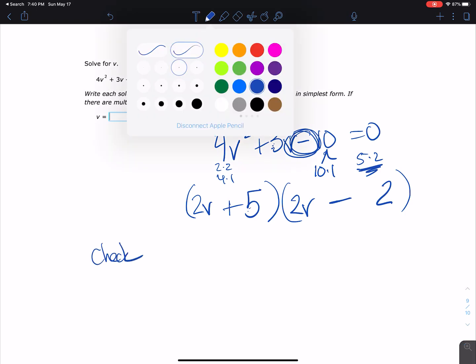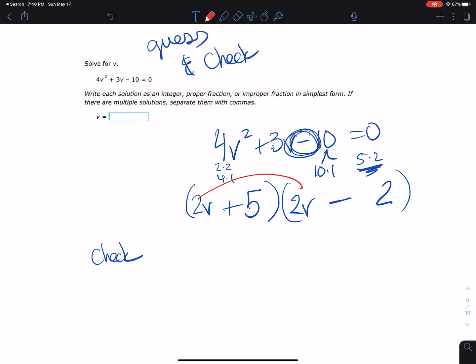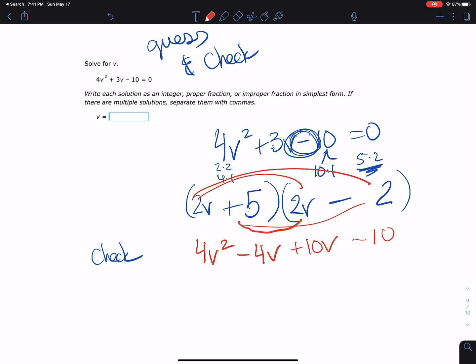Okay, I just want a different color for checking. So that would give me 4v squared. And then this would give me a minus 8v. Wait, minus 4v. Got excited. Okay, so 2 times 2 is 4v, and then 5 times 2 is 10v, and then minus 10. Okay, so negative 4 plus 10 is a 6v. So that doesn't work. I'm going for a 3v.